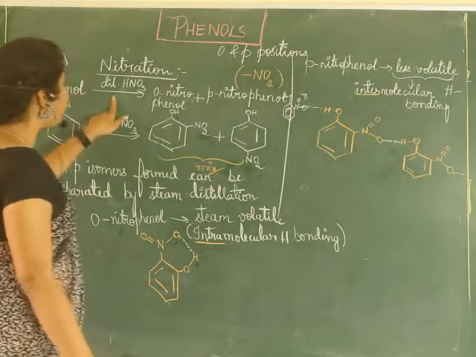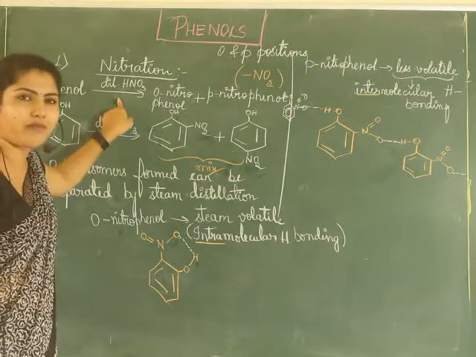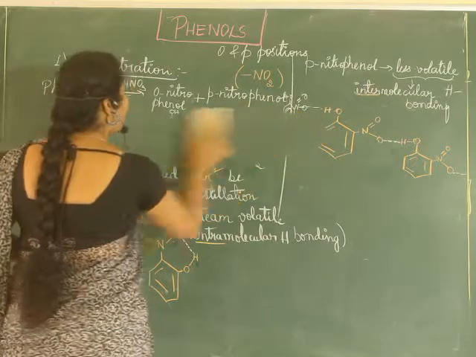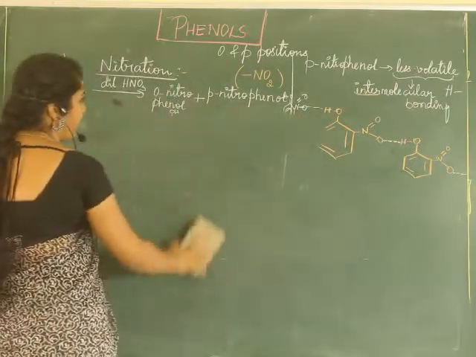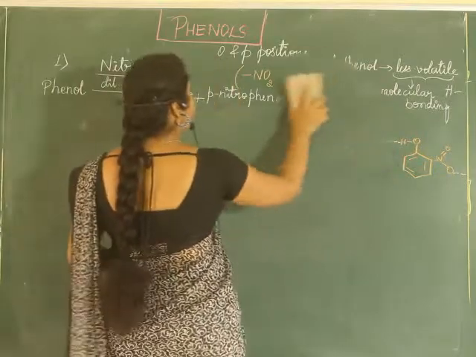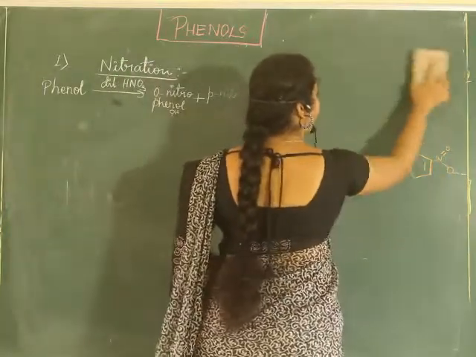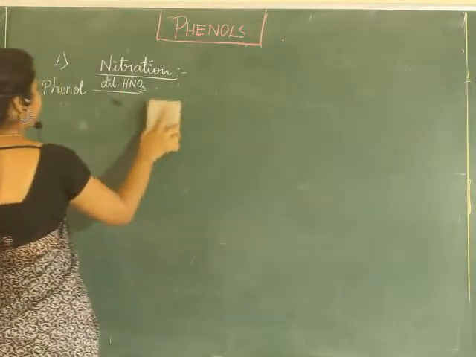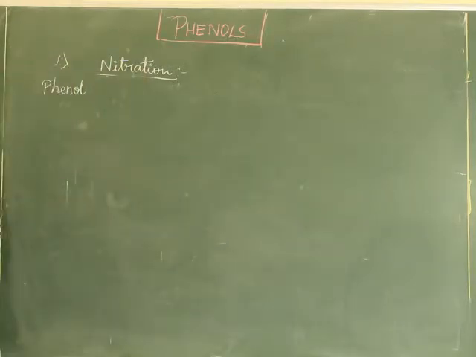this is nitration in the case of dilute nitric acid. Now a question may arise: what if we add concentrated nitric acid? So this particular phenol can be treated with concentrated nitric acid also, but here instead of forming ortho and paranitrophenol, it forms a tri-substituted compound.